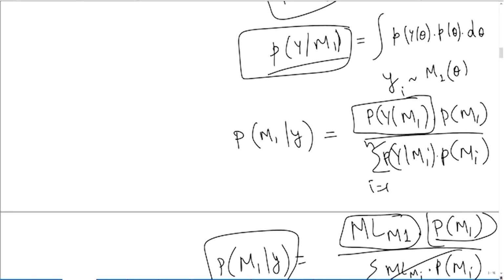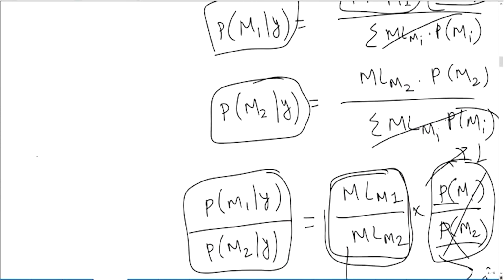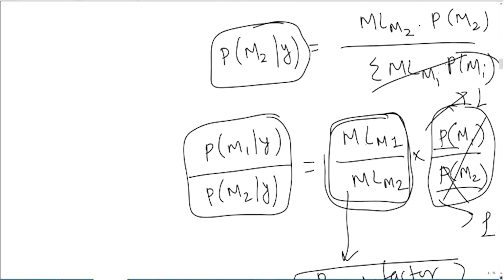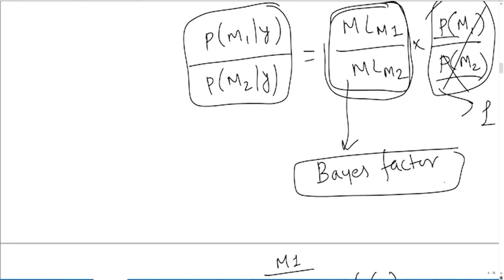This is basically the total probability of obtaining this data given the entire parameter space of that model, given all possible values of the parameters in that model. So this is P of y, the same as your marginal likelihood. Essentially the ratio of posterior probabilities of two models becomes the ratio of marginal likelihoods, under the assumption that there is no prior bias for any of the models. This ratio of marginal likelihoods is called the Bayes factor.